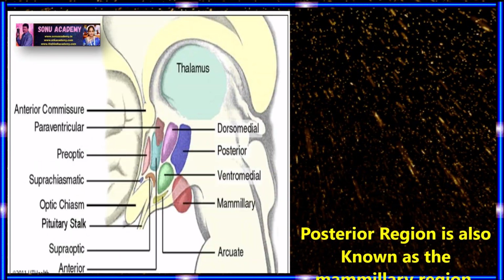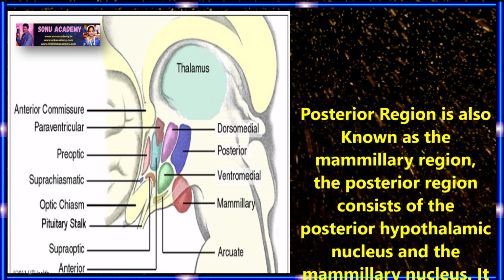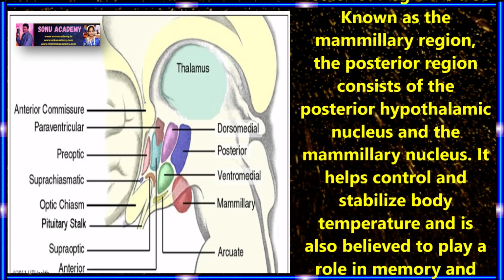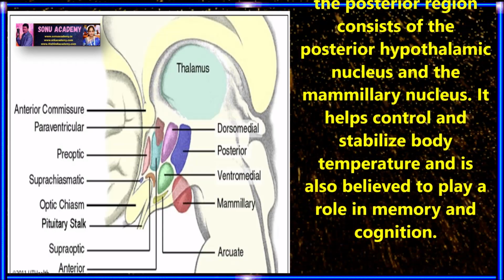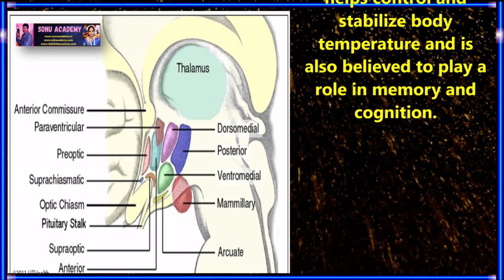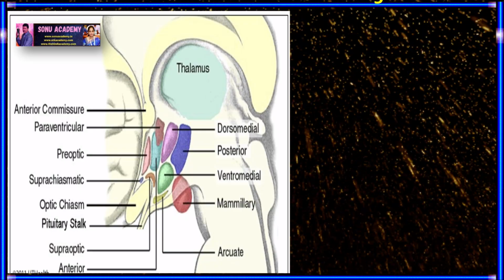Children, now let us discuss the posterior region. The posterior region is known as the mammillary region. It consists of the posterior hypothalamic nucleus and the mammillary nucleus. It helps control and stabilize body temperature, and it is also believed to play a role in memory and cognition.